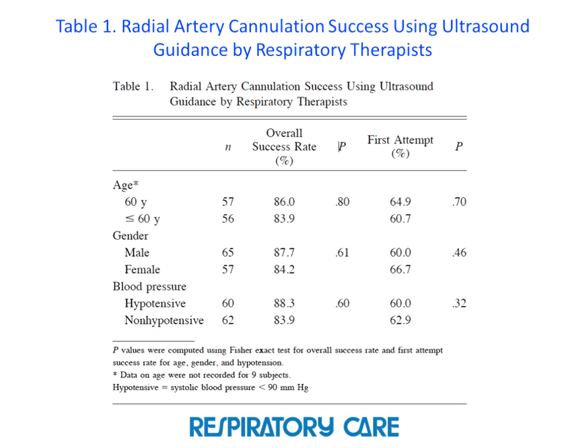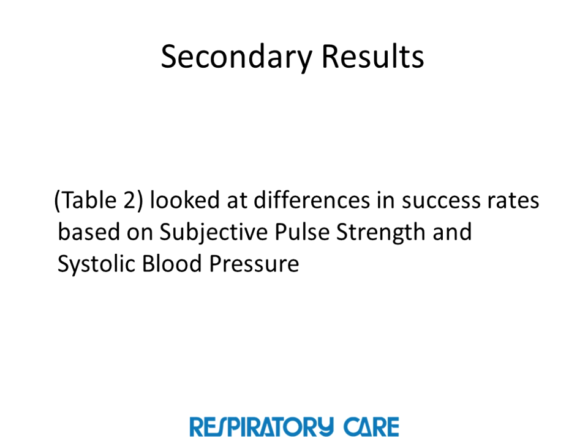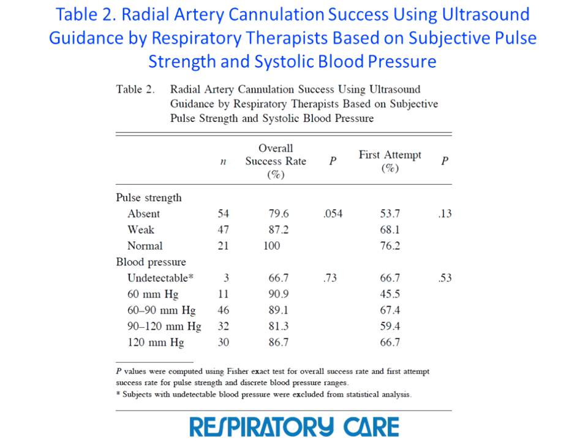They also had another table in there that looked at differences in success rates based on subjective pulse strength and systolic blood pressure. That table, radial artery cannulation success using ultrasound guidance by RTs based on subjective pulse and systolic blood pressure. Again, they did not notice any difference in the various groups.